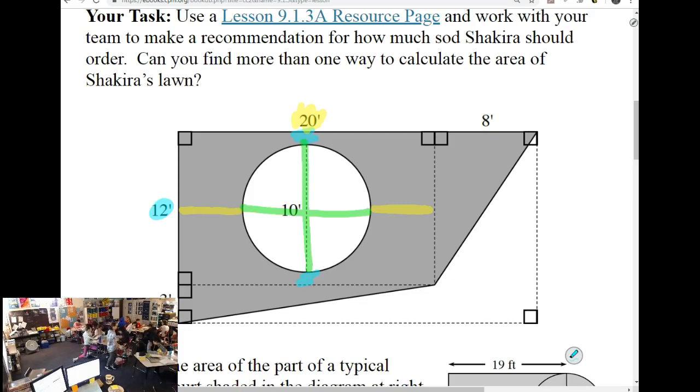Checking your homework. Now, here's what we're going to do in a minute with checking your homework. The answer for this problem, I was going to check you guys, and now I'm just going to write it up.